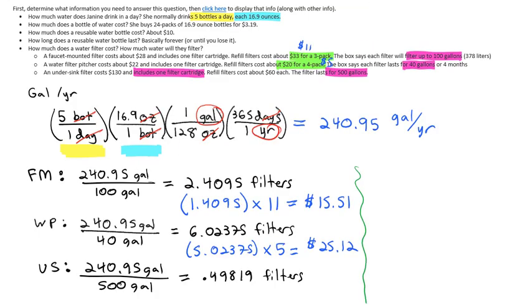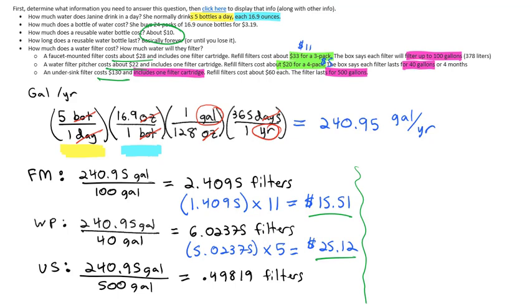So we'll do them on the right here for each type of filter. For each filter option, she needs to get a water bottle, which is going to cost $10. Then she's going to have to pay for the installation, which is either $28, $22, or $130. Then she'll have to pay for any additional filters.